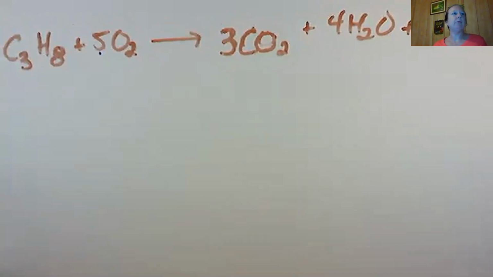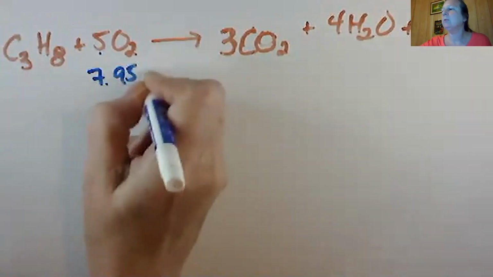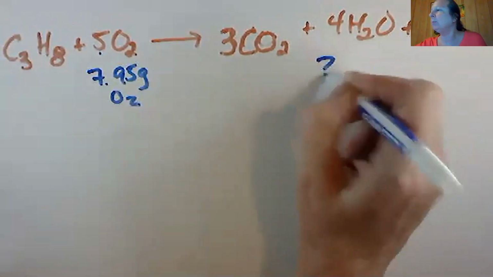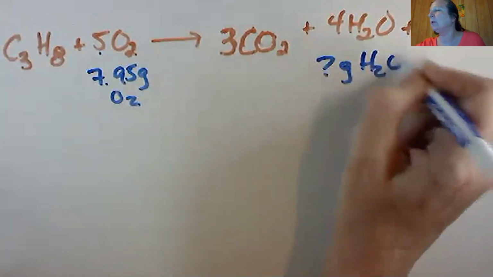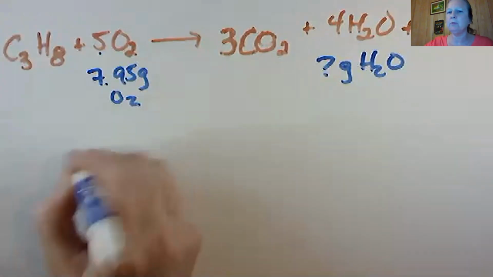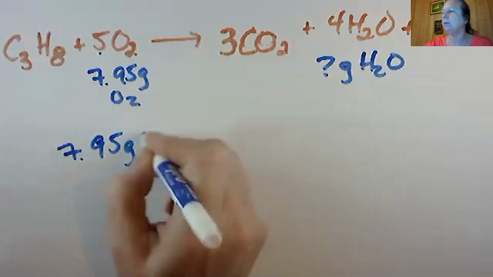So this time the question is on the next slide. It says we have 7.95 grams of oxygen, and it says how many grams of water will be produced. So this will give us a theoretical yield of water. What's the first thing you do? What have you got? You have grams. The very first thing you should think of is convert something to moles. So let's convert something to moles. That's the only thing we're given. So let's do that.